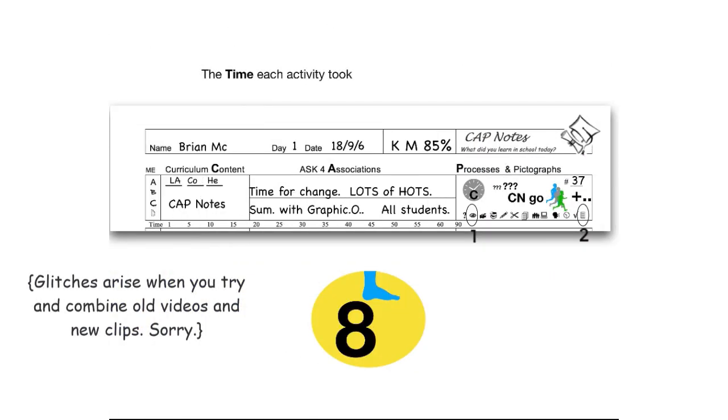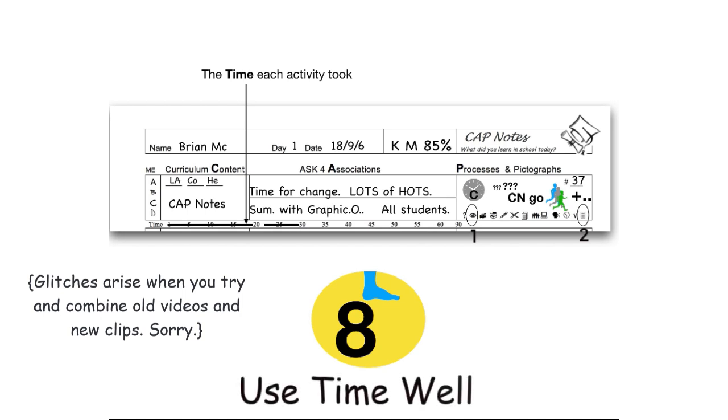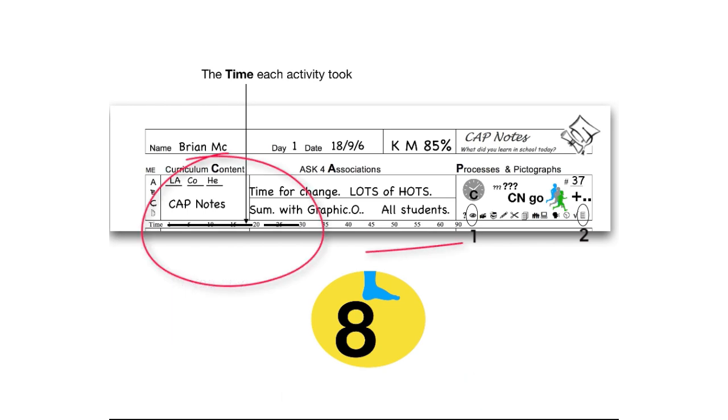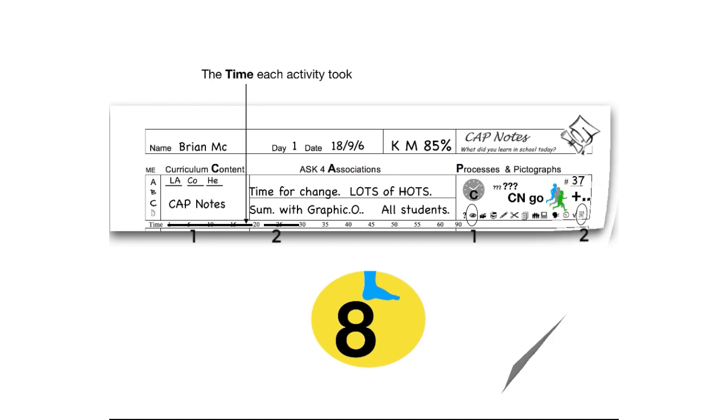Step 8. There is a timeline for each lesson. Time and process symbols are related. Show how much time was given to each activity. So, number 1 relates to the first line, number 2 represents the second section.